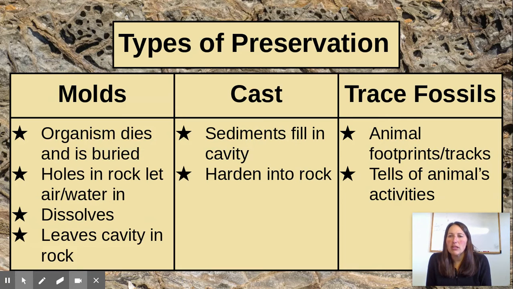The last type is trace fossils. So this would be typically if you have animal footprints or animal tracks that have been preserved. And they give us a lot of good information about the animal's activities. What kind of things did they do when they were alive?